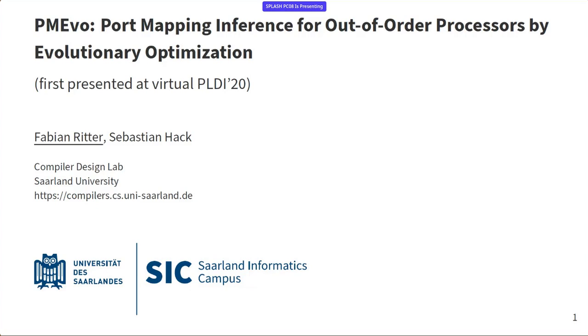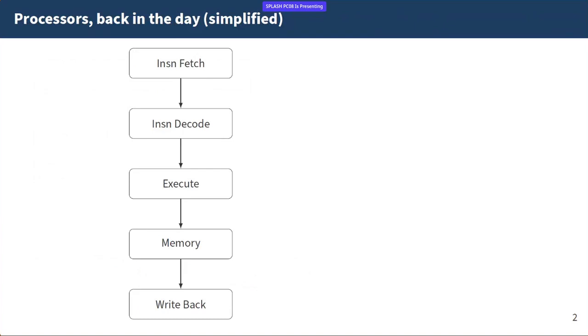Indeed, today I'm presenting PMEvo, our work on finding port mappings for out-of-order processors through evolutionary optimization. But first, let's have a look at processor architecture, because that's what we're looking into.